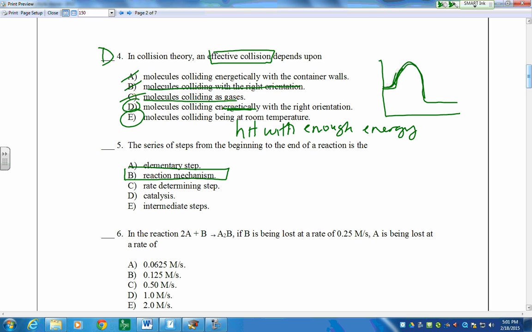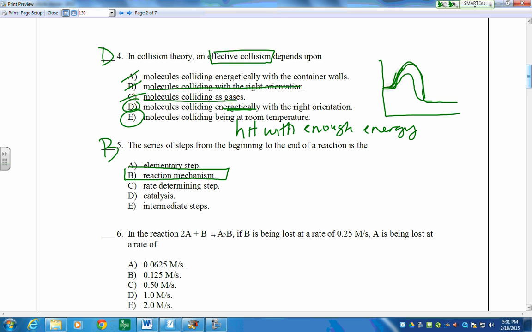Catalysis: all a catalyst does, you're going to find out later, is lower the activation energy, so you have more effective collisions because it's easier to get over the hump. I'm sorry, I totally lost my train of thought. So you have more effective collisions. It's easier to get over the hump when you have a catalyst. And then intermediate steps are, I don't even know what that is, but it's B, reaction mechanism.